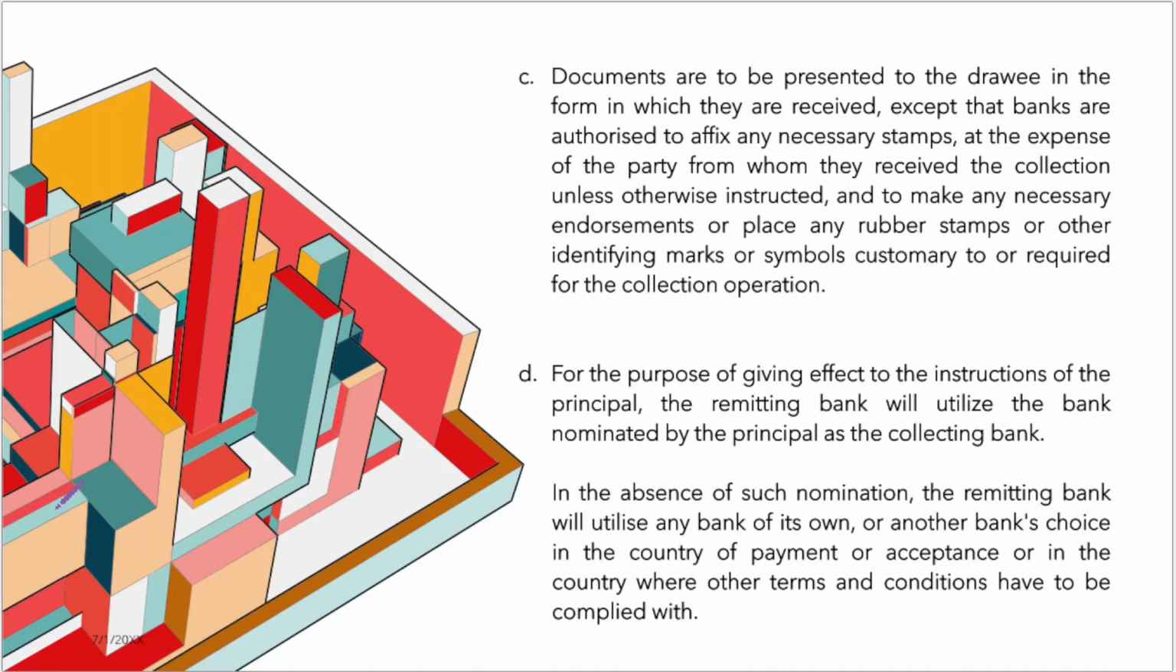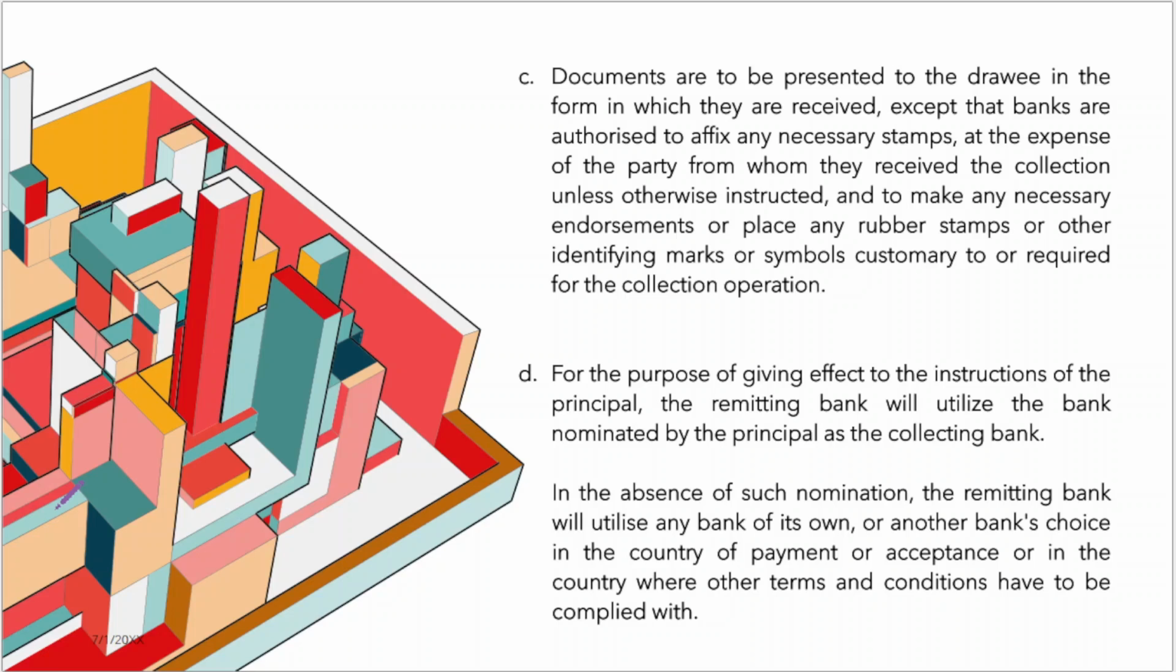Moving on to subsection C, it states documents are to be presented to the drawee in the form in which they are received, except that banks are authorized to affix any necessary stamps at the expense of the party from whom they receive the collection, unless otherwise instructed, and to make necessary endorsements or place any rubber stamps or other identifying marks or symbols customary to or required for the collection operation.